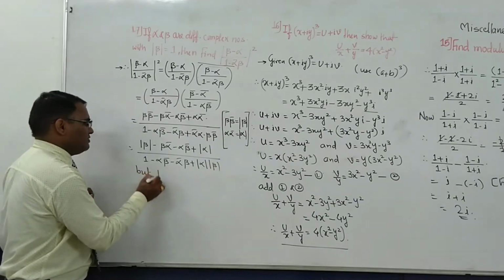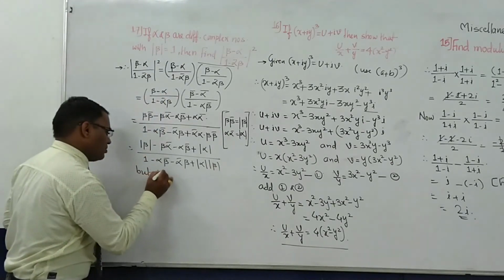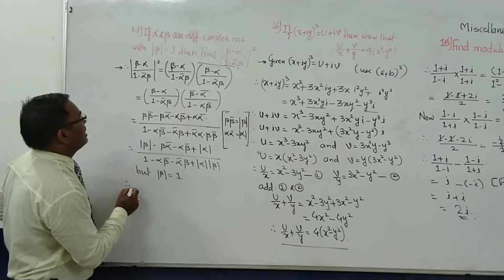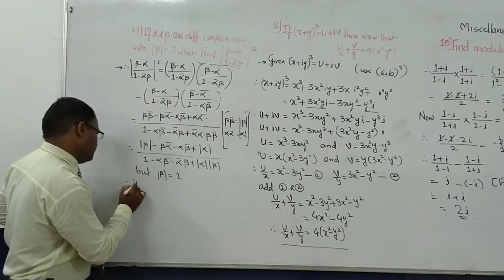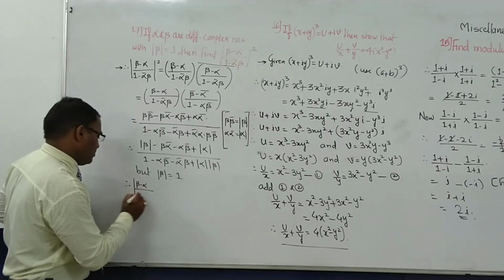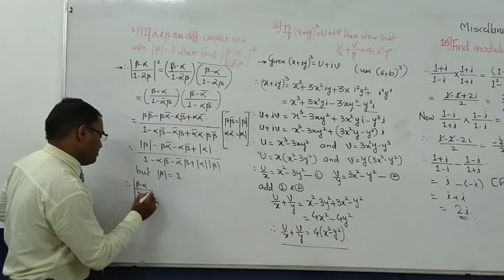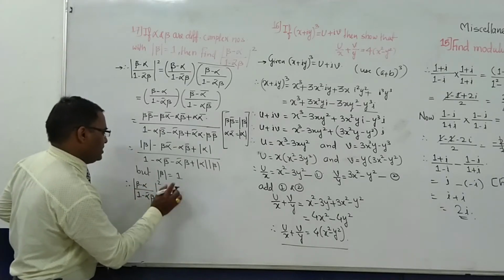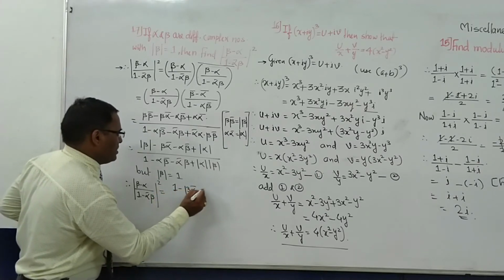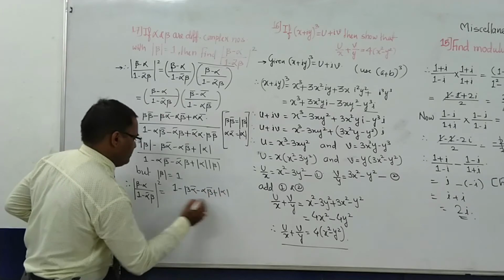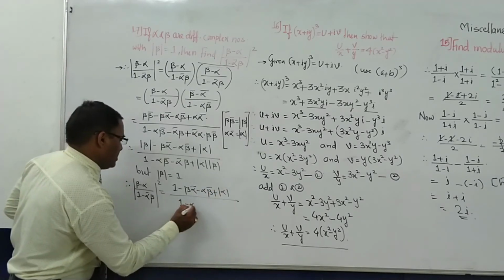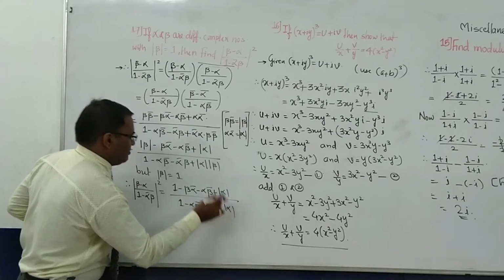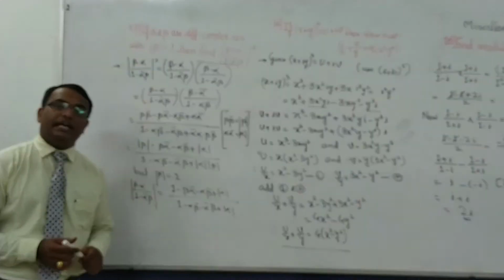But you know what is given? Mod of beta is equal to 1. So wherever mod of beta is there, that is 1. Therefore finally it will take the form of beta minus alpha upon 1 minus alpha beta bar, square is equal to 1 minus beta alpha bar, alpha beta bar plus mod alpha, and 1 minus alpha beta bar beta into alpha, because mod of beta is 1. So this is your required answer.